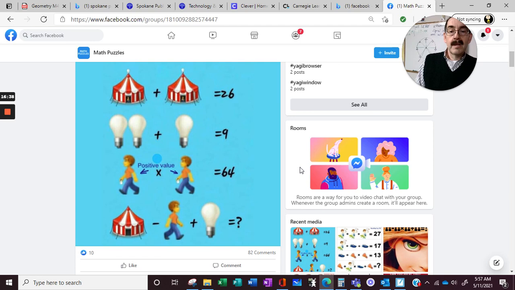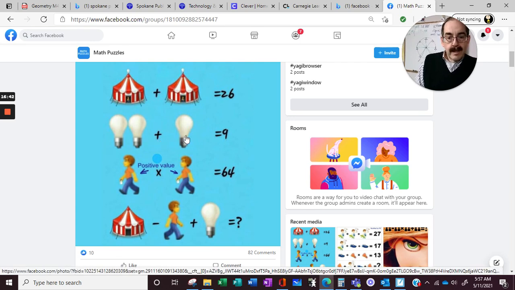Go to Math Puzzles. What does the 2 light bulbs mean? I first thought 3. 2 times 3 is 6 plus 3 is going to be 9. Does that mean 2 times 3, or is that 3 times 3?